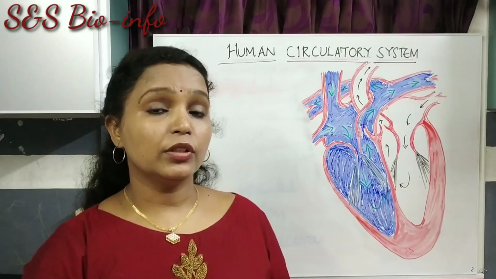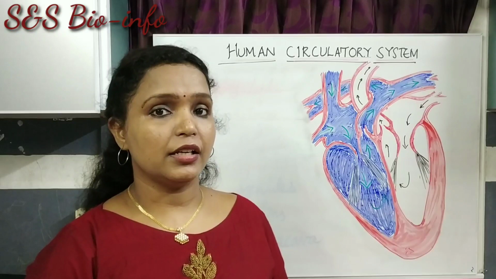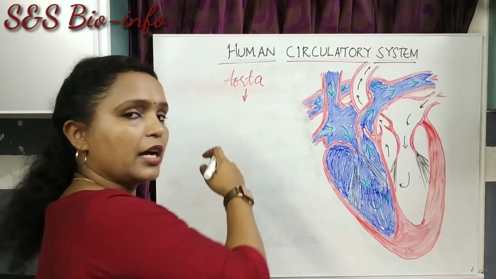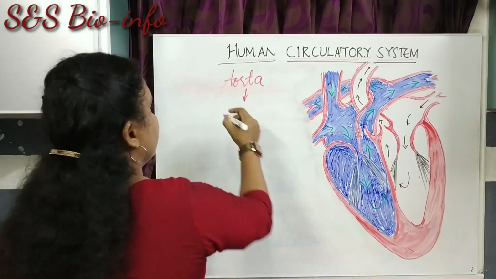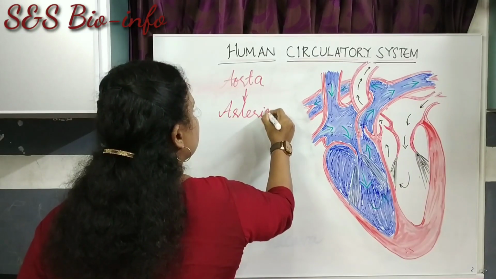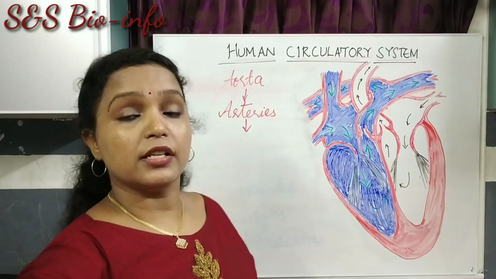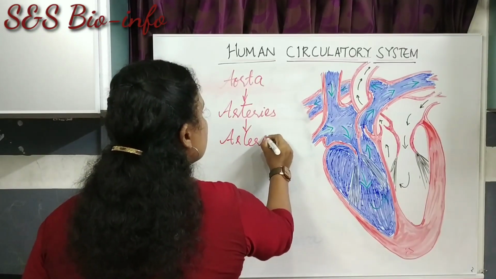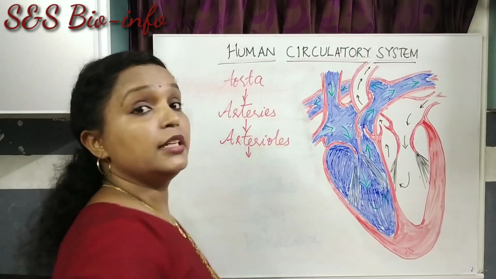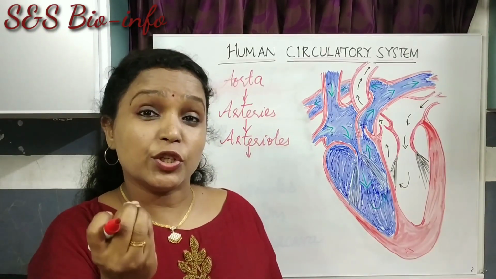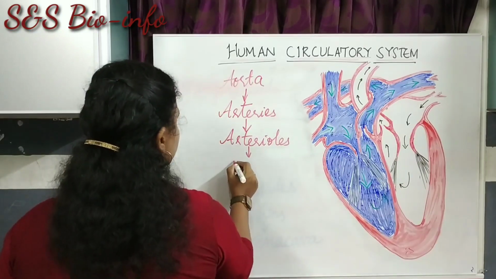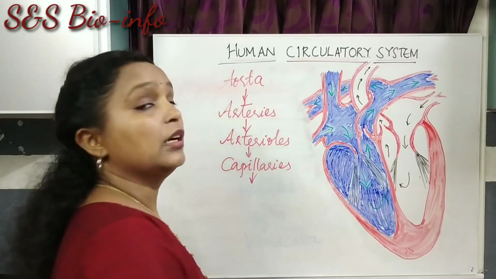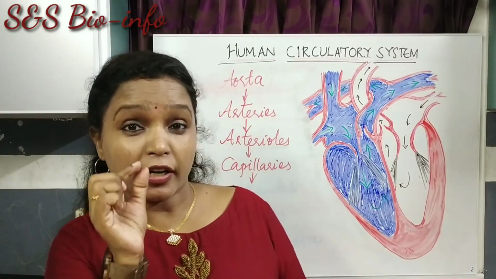Do you know the name of the largest artery in the body? That is aorta. This aorta divides to form arteries. Then these arteries again divide to form arterioles. These arterioles divide to form fine tubules called the capillaries. Then capillaries are united with the fine venules.